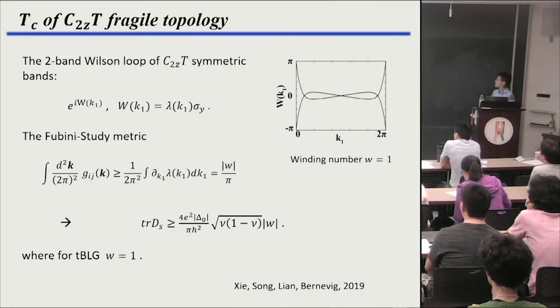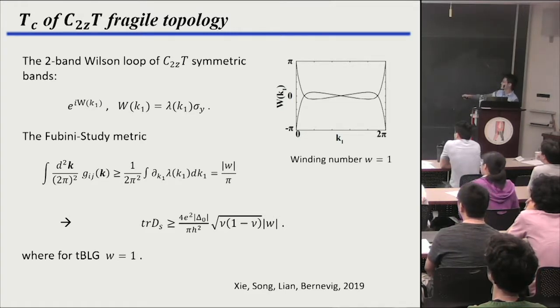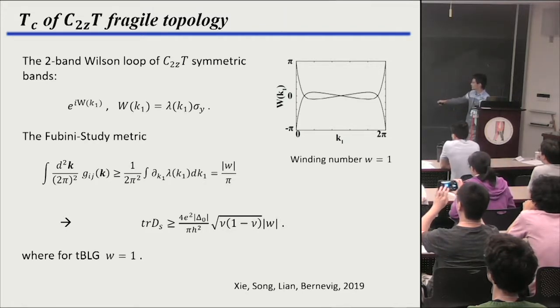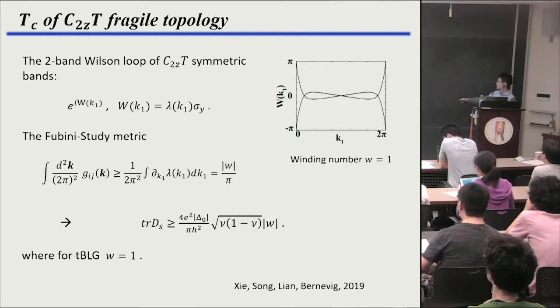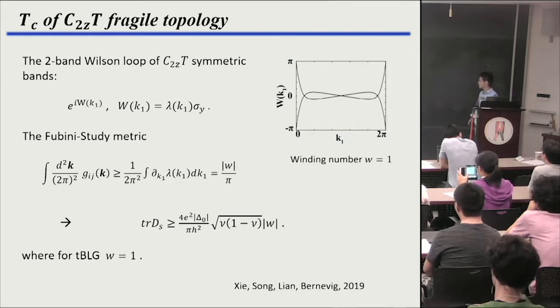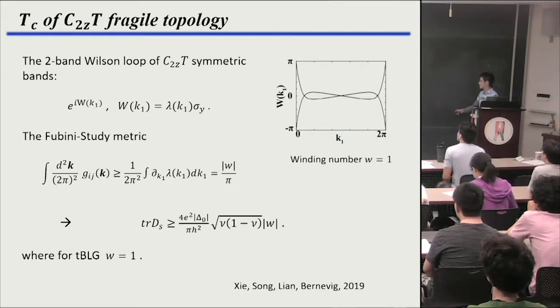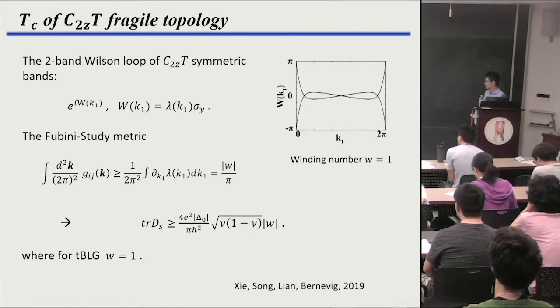For the two-band C2T protected fragile topology, using what we obtained previously, the Wilson loop is of this form, and you can similarly show that this Fubini-Study metric is bounded by the winding number of this Wilson loop operator. So this again gives you a superfluid density lower bound. That says why, even if you have a fragile flat band, you can still have some non-zero Tc due to this fragile topological index.